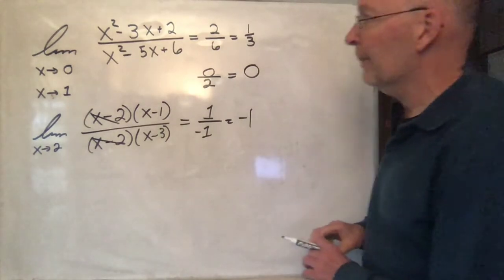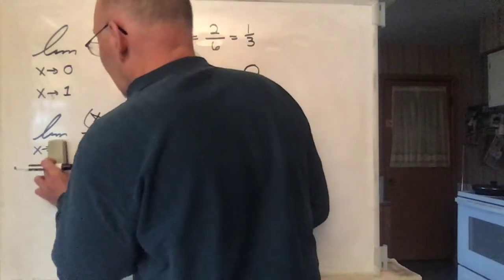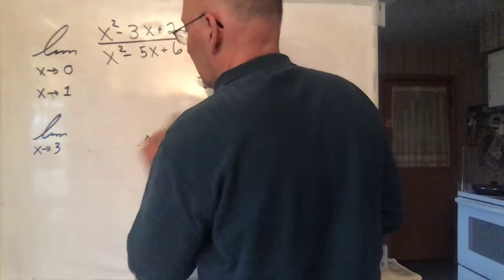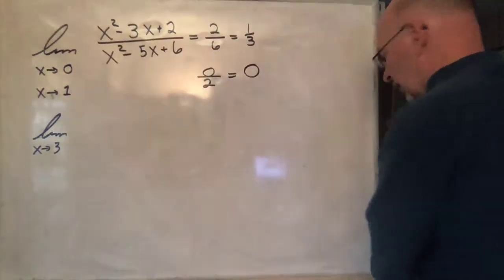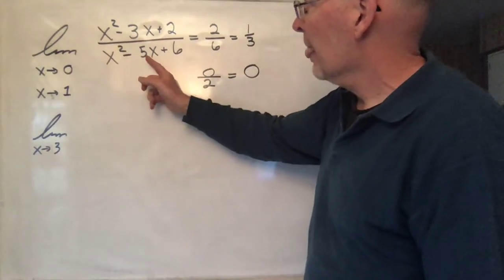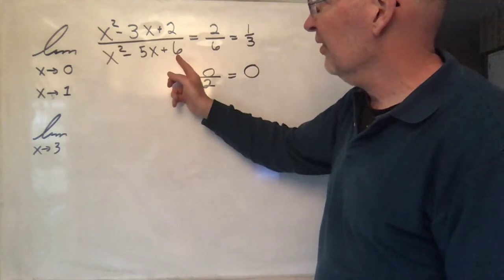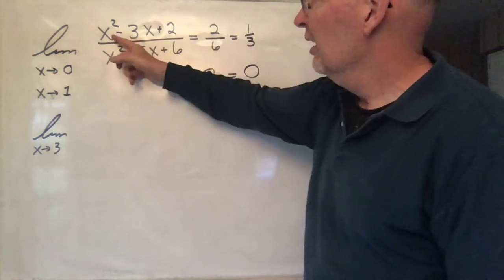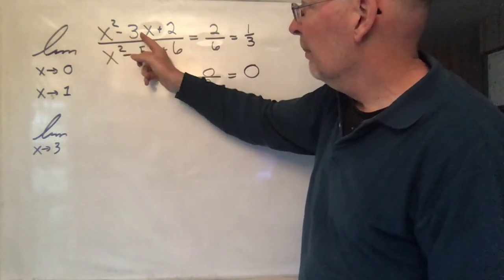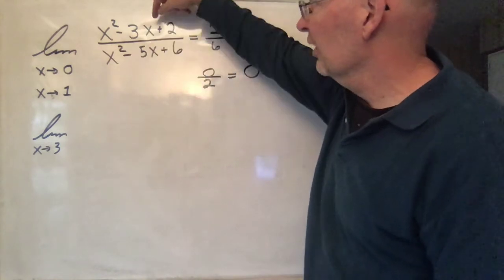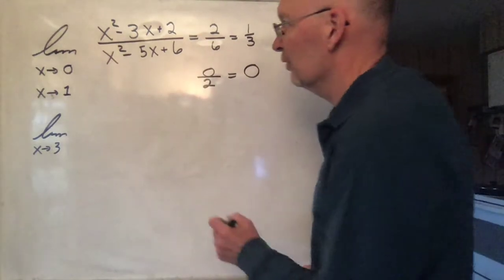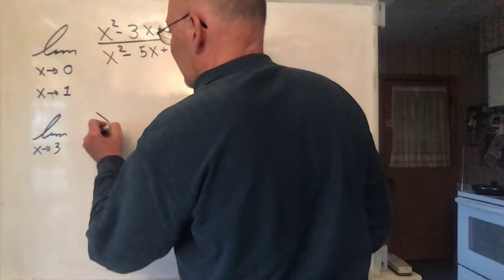Let's do the last one. What happens as x approaches 3? Okay, we can factor it again. First of all, if you put in a 3 in here, you're going to get 9 minus 15 is negative 6, plus 6 is 0. So you're going to get 0 there. And here, if you put in a 3, you're going to get 9 minus 9 is 0, plus 2. So you're going to get a 2 on top and a 0 on the bottom. As long as you have a 0 on the bottom, you've got to do some extra work on it. So let's go ahead and factor it again.